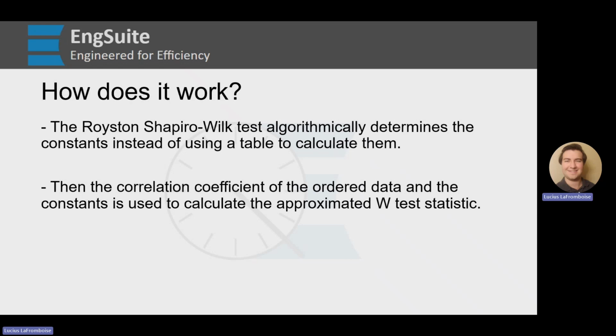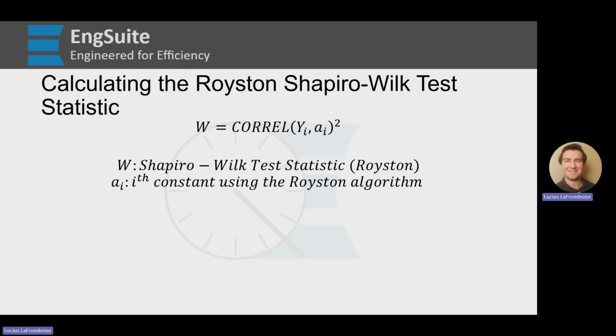And due to the approximation method of those coefficients, instead of having to calculate a bunch of individual values, we can just use a correlation coefficient between the ordered data and these constants to calculate that approximated W test statistic. So let's actually see that in math. Well, W, our approximated Shapiro-Wilk test statistic, equals the correlation of yi, our ordered data, and ai, the Royston constants in order, and then we square that correlation. So that W test statistic is pretty easy to calculate once we get all of our a values.